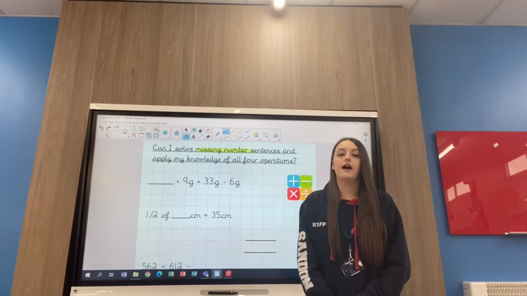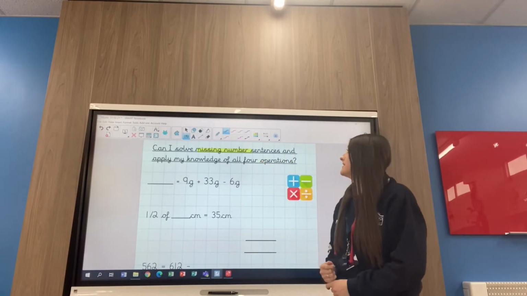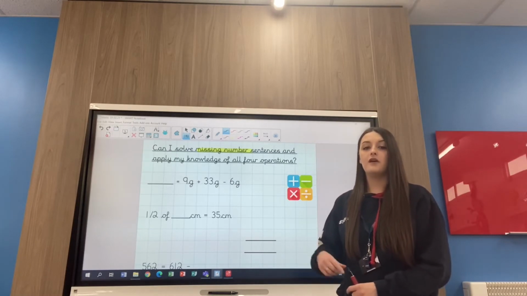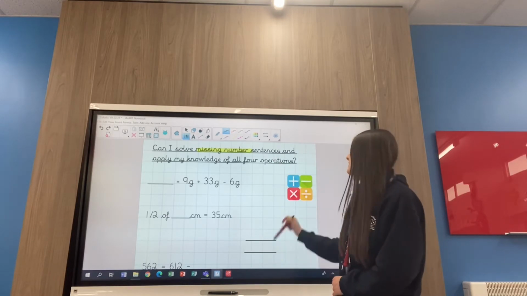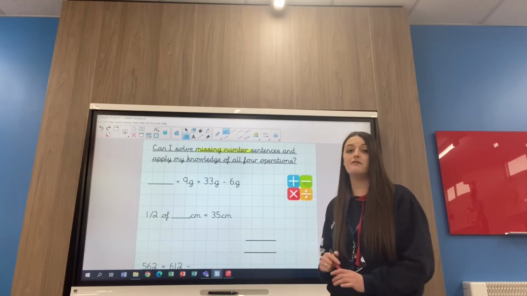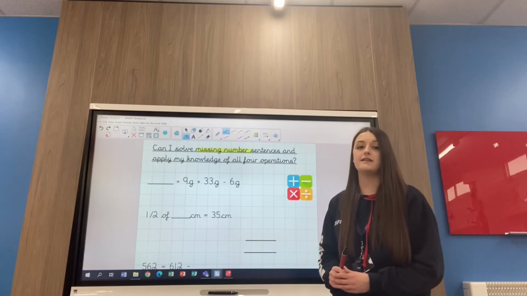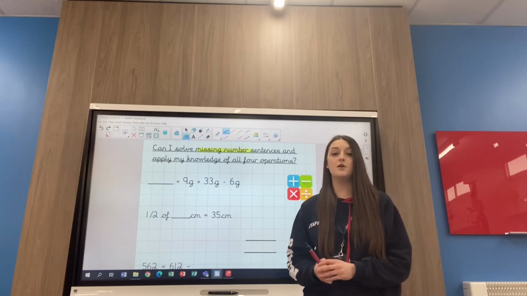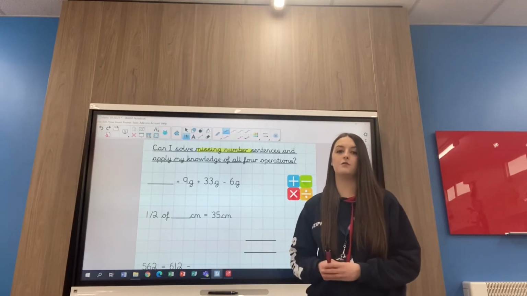So let's have a look at our learning question for today. Can I solve missing number sentences and apply my knowledge of all 4 operations? Okay, so we've been using already our 4 operations when we've been doing our maths learning: addition, subtraction, multiplication and division. So we're going to continue with that, but we're also going to be solving missing number sentences. So there'll be a missing number in the middle of your number sentence, and you need to use the numbers that you've been given on that question to help you work out what that number is.